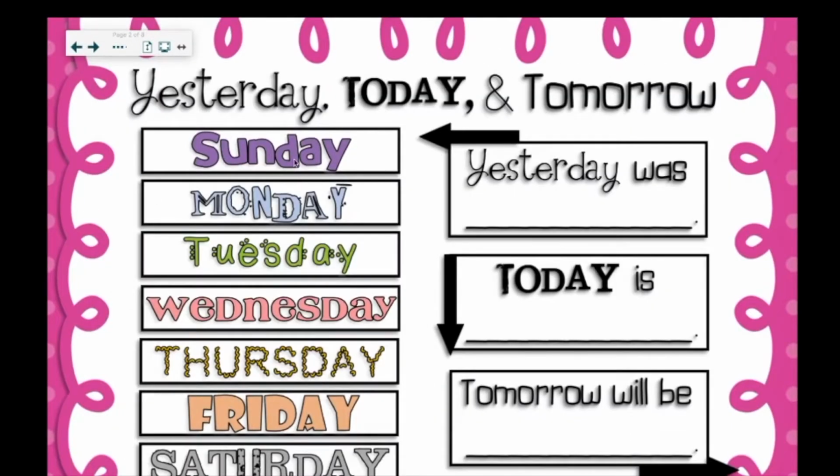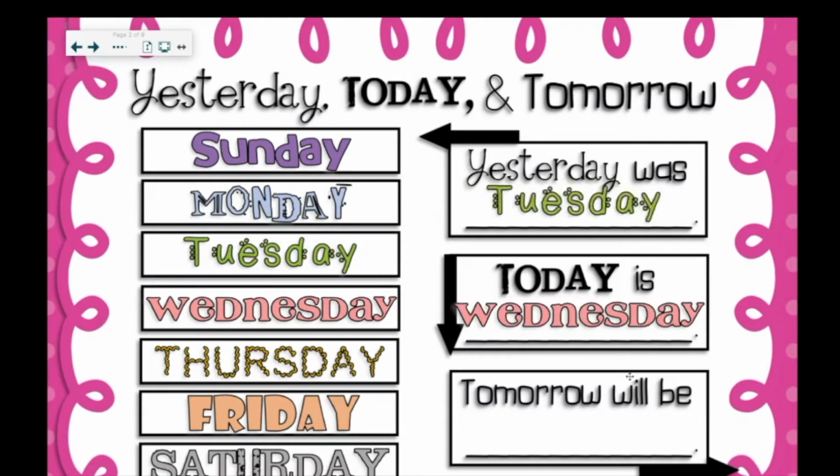On the side of the screen here, we have all of our days of the week, and they are listed in order. So typically we start our week on Sunday. So Sunday, Monday, Tuesday, Wednesday, Thursday, Friday, Saturday. So today is Wednesday. Yesterday was Tuesday, and tomorrow will be Thursday.